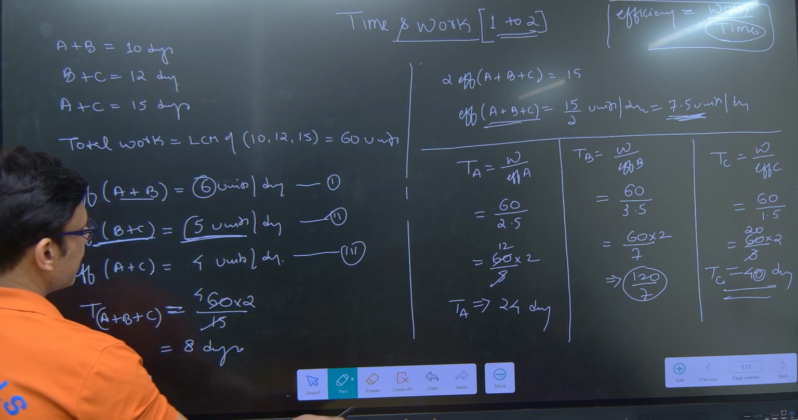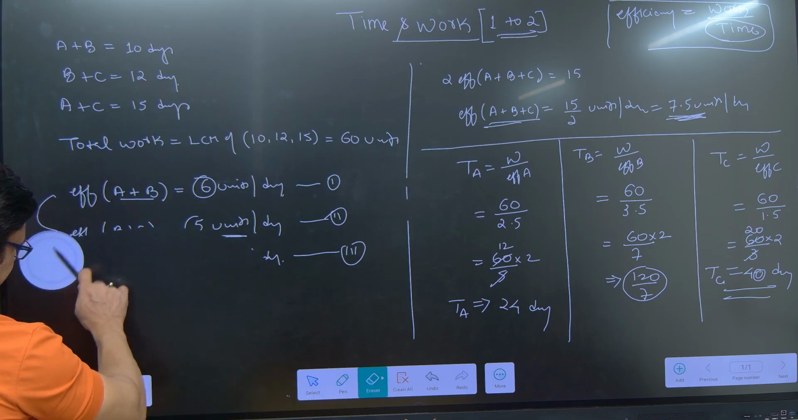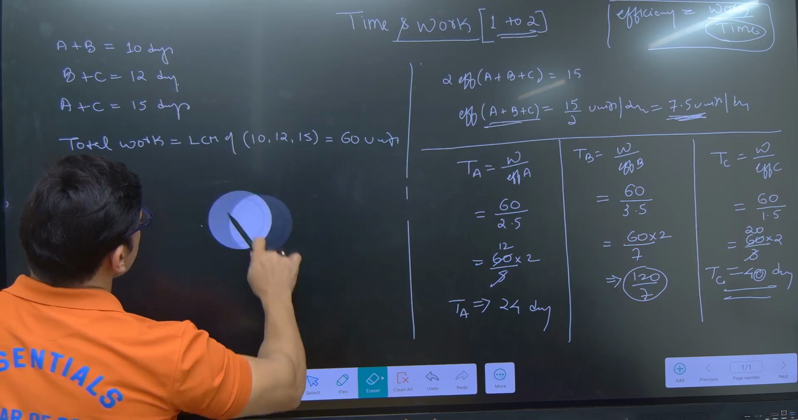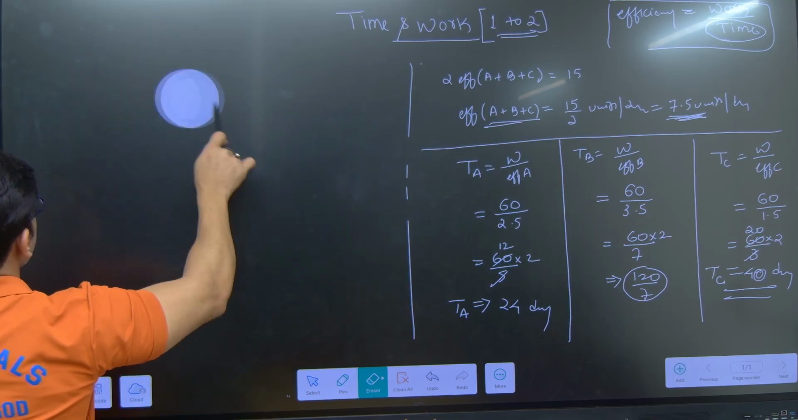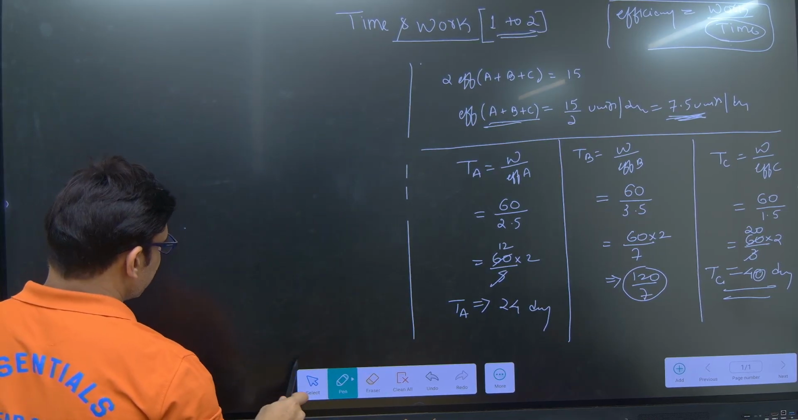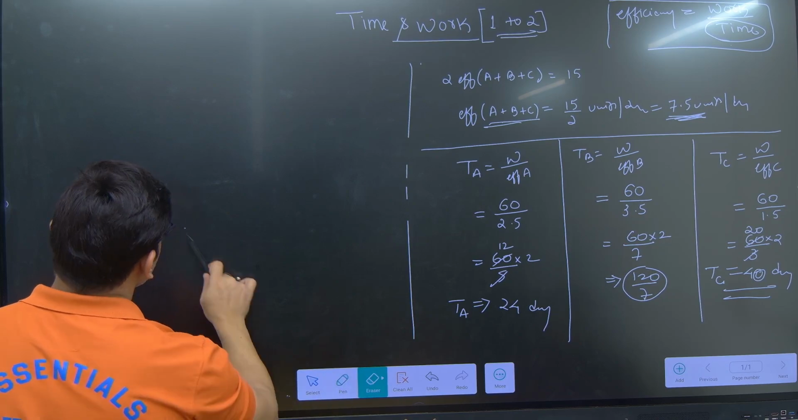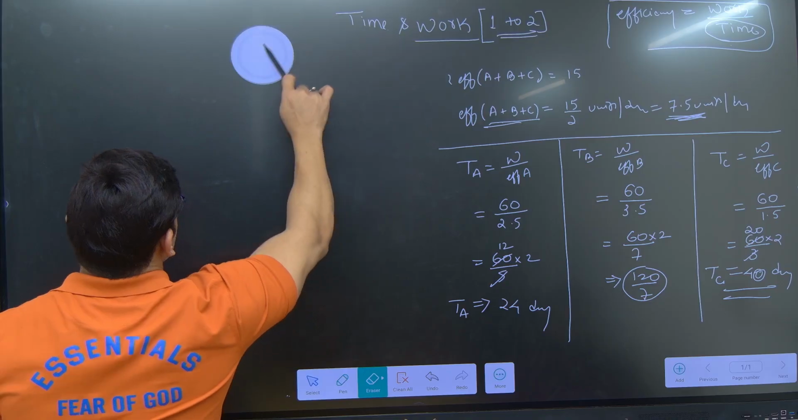Right. Third case in this: two people started working together, or three people started working together, and one person left in between. छोड़ के चला गया.